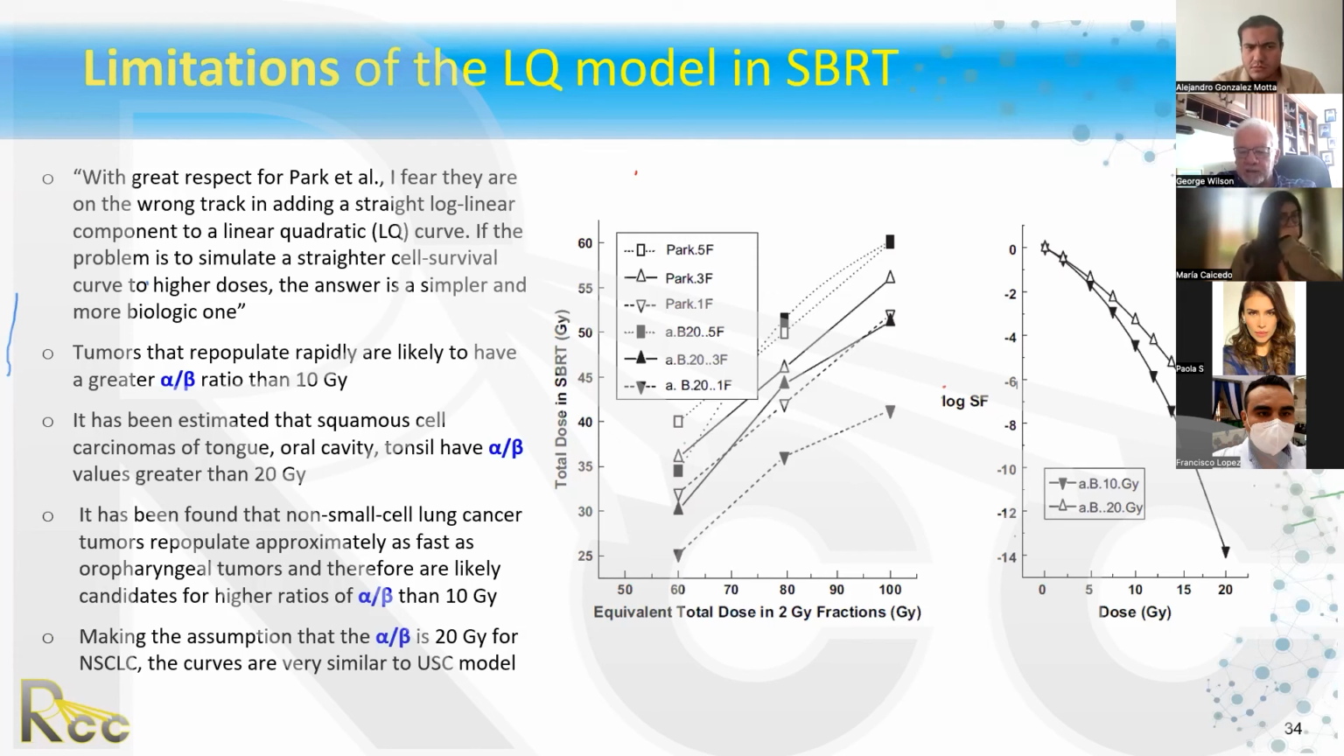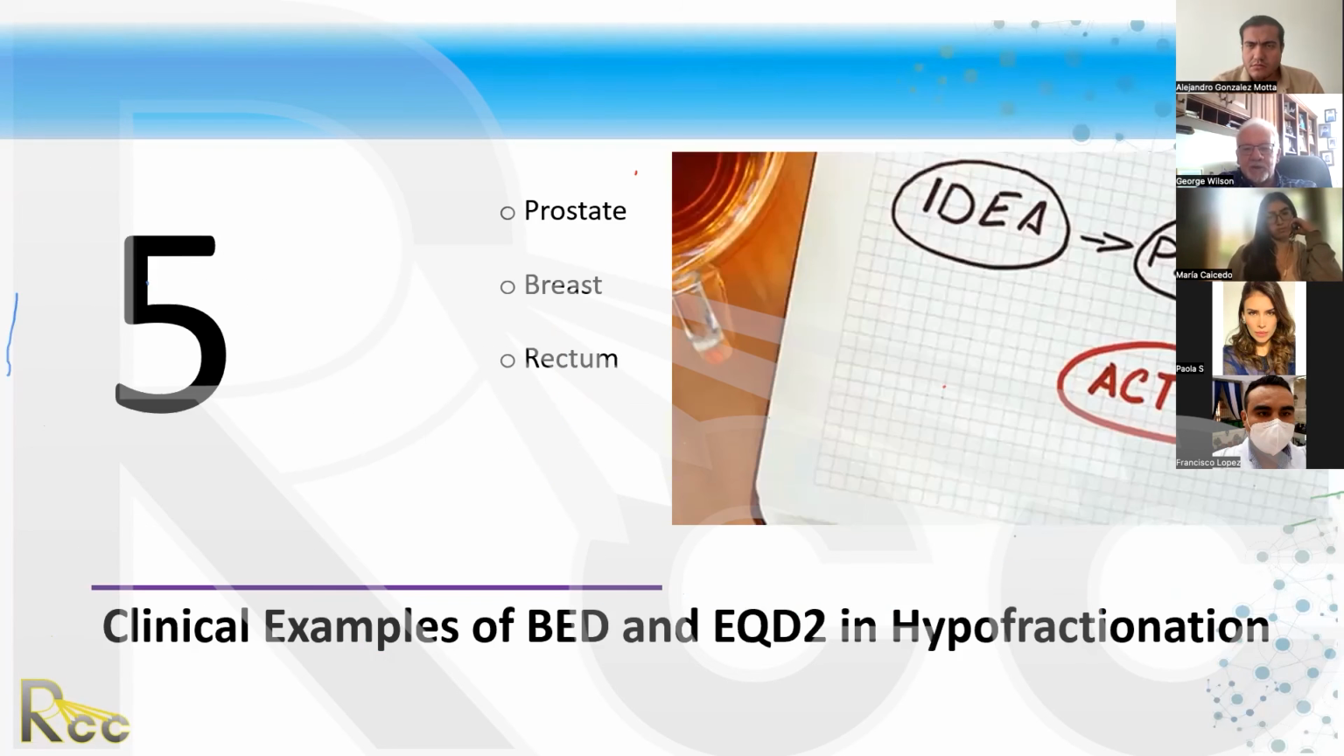You can just make a simple change to the alpha beta and produce something that might actually fit the data as well. So again, just showing you that people always have arguments and differences about modeling. But finally, we're just going to go through some real examples of hypofractionation in the clinic.